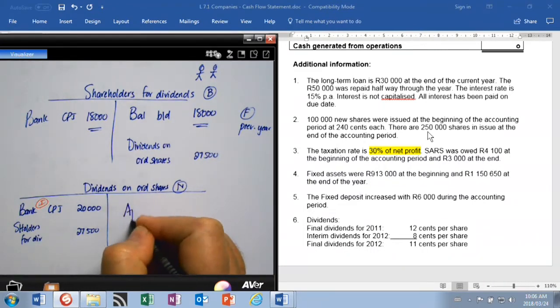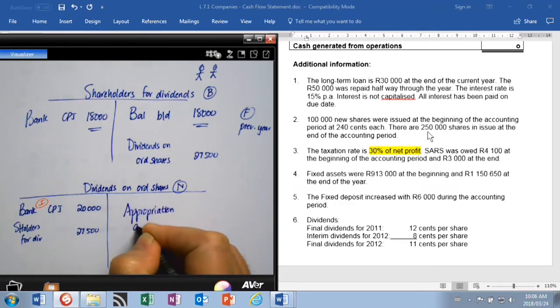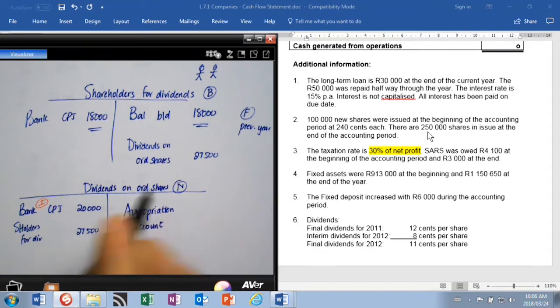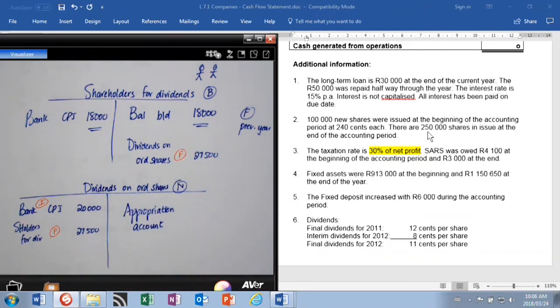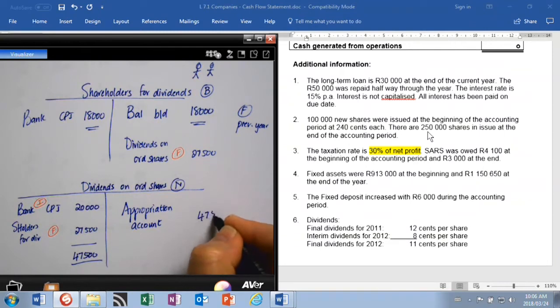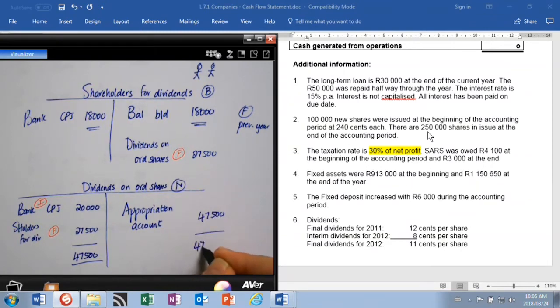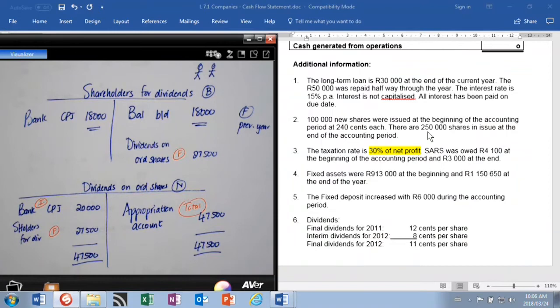And then we take to the appropriation account the total of the interim dividend and the final dividend. Okay, so to the appropriation account, we will take 47,500. So that is our total dividends. Okay. So that was information number 6.